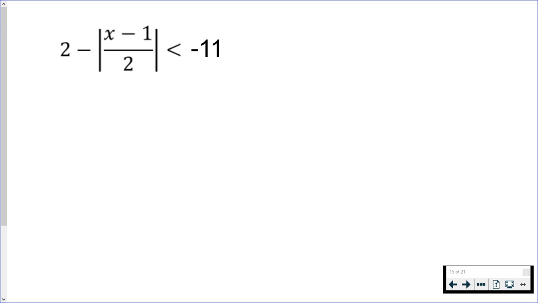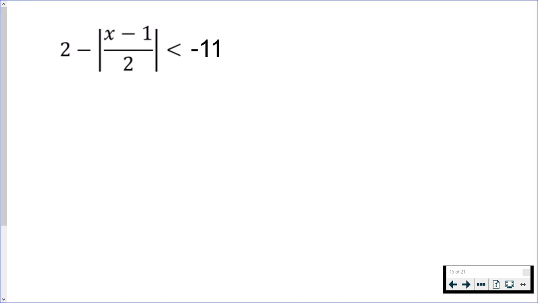I already have a couple videos about solving absolute value equations. This is an inequality, but don't let it mess you up. You're still going to do most of the same steps here. You can just treat it like an equal sign when you're trying to get x by itself.